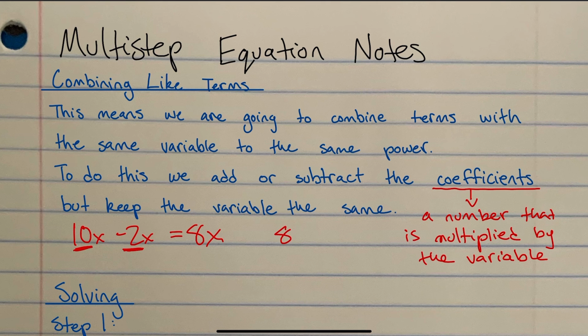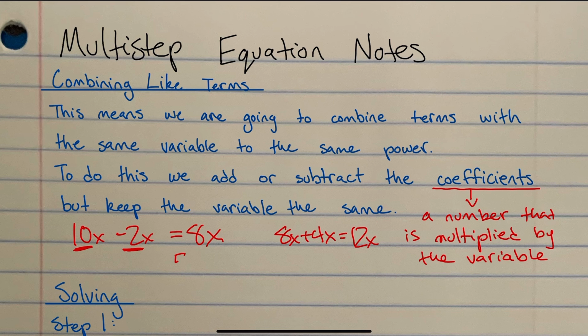So let's do one more. Or 2 more in our case. So we have 8x plus 4x. All right, so they both have x's. And then we have 8 plus 4. So 8 plus 4 is 12. And then we're going to keep that variable the same to get 12x.